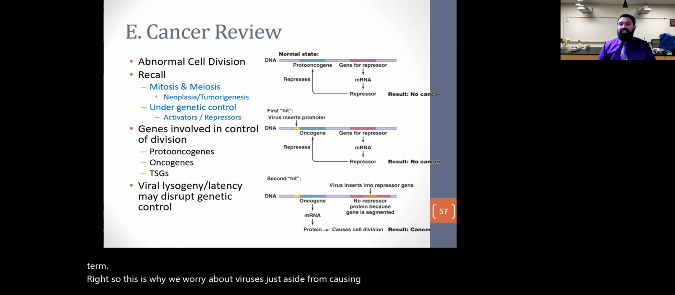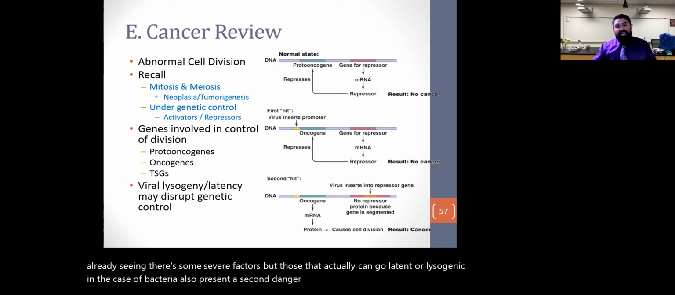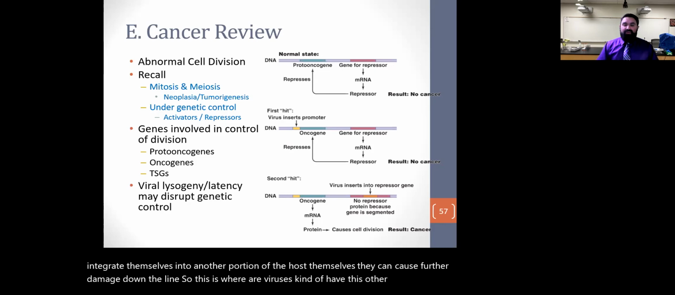Yes, as we are already seeing, there's some severe factors, but those that actually can go latent, or lysogenic in the case of bacteria, also present a second danger. Whenever they try and hide and integrate themselves into another portion of the host, they can cause further damage down the line. So this is where our viruses have this other uglier side to them as far as their infection goes.